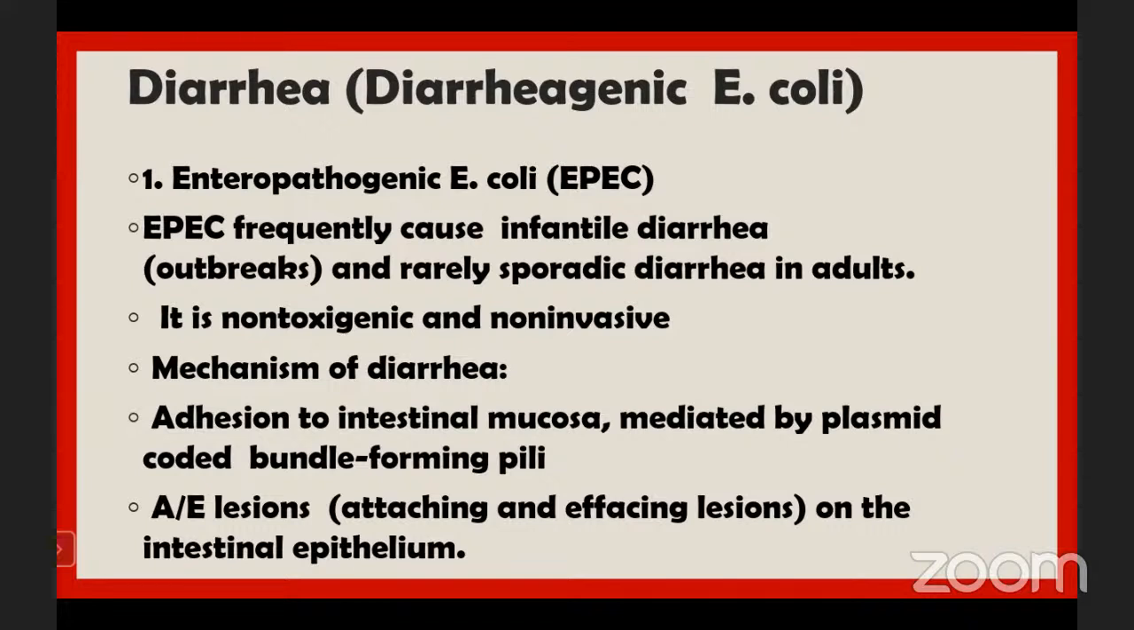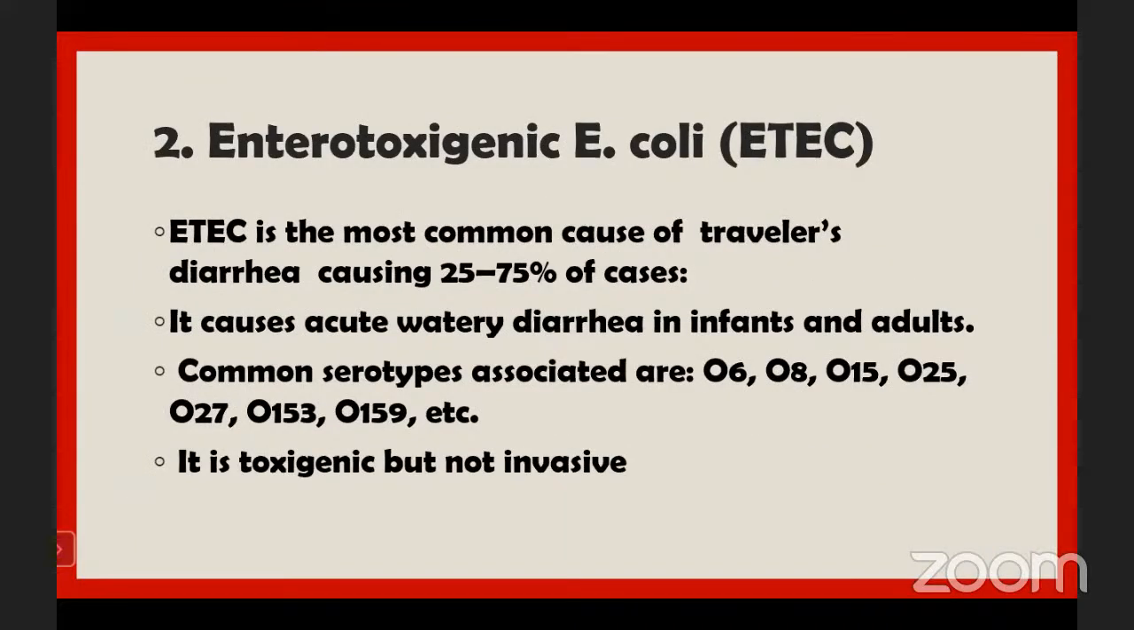The mechanism of diarrhea is that first it will cause adhesion to intestinal mucosa. Then it is mediated by plasmid-coded bundle forming pili, and attaching and effacing lesions on the intestinal epithelium are seen. Next one is the enterotoxigenic E. coli. It is one of the most common causes of traveler's diarrhea, which occurs in 25 to 75% of cases, in which enterotoxigenic E. coli causes acute watery diarrhea.